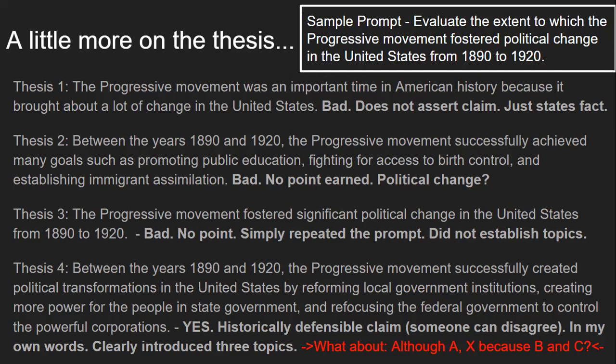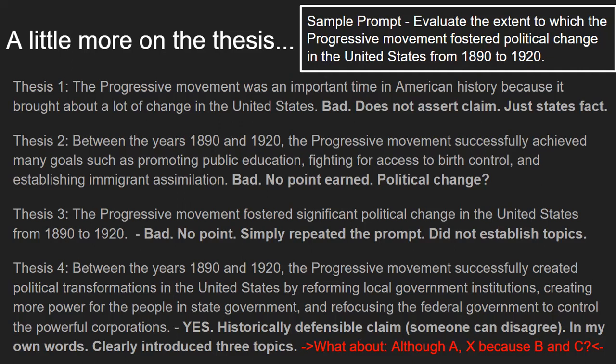So this is why you have to read the question very carefully, because if you just read that prompt super quick and said, evaluate the extent to which the progressive movement fostered change in the States, okay, I know that they fought for public education, I know they fought for birth control, I know they fought for immigrant assimilation, I'm gonna write about that, your entire essay is going to be wrong. Because your thesis is wrong, your thesis is the foundation for the entire essay, you have 3 paragraphs about things that are not political. So that's a good thesis, it's just a good thesis for a different prompt.